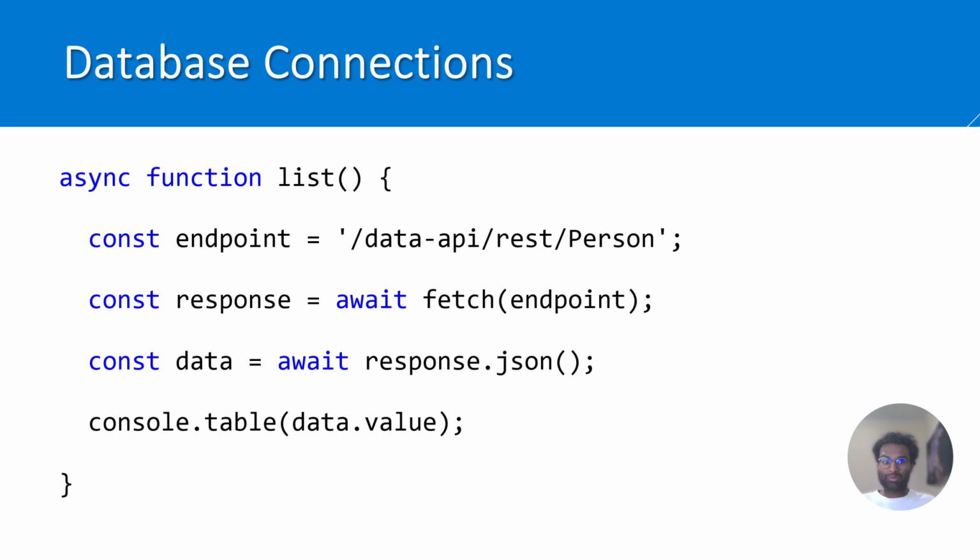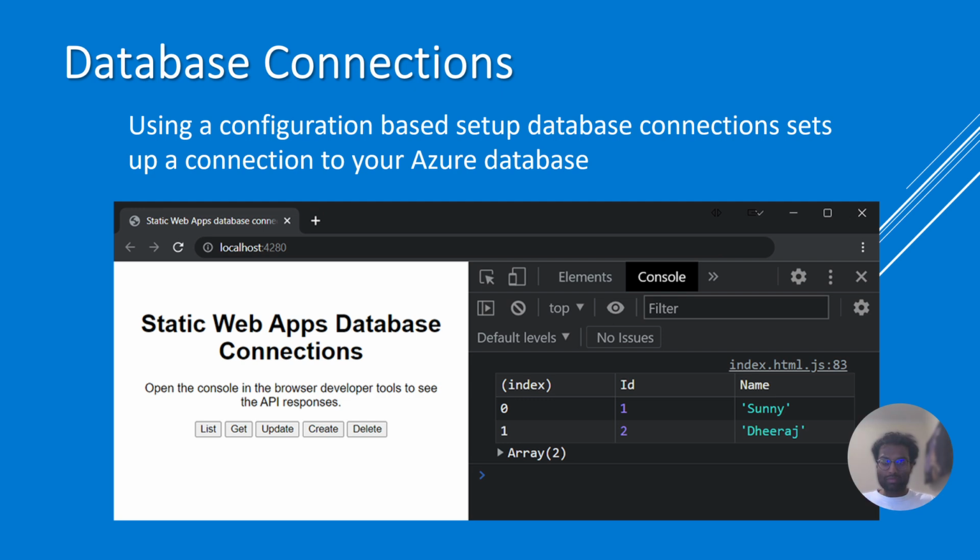So database connections is a configuration-based setup. The database connection sets up a connection to your Azure database securely using Azure Security. And you're able to build something like what you see in the picture here with those five functionalities available to you and your front end.